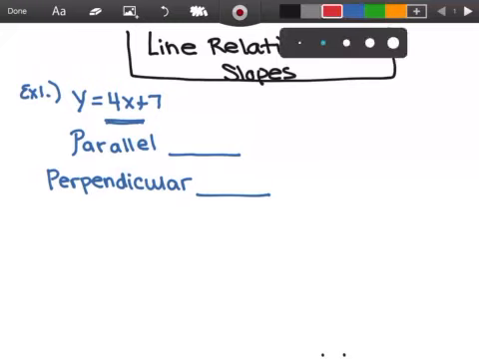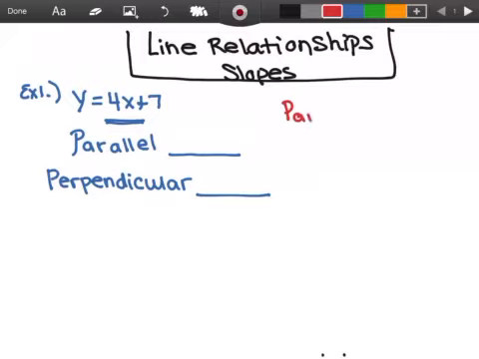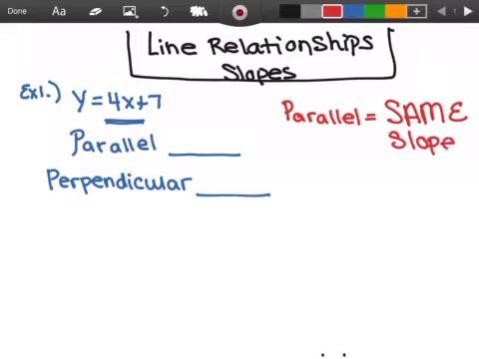Two things you need to know. Parallel means same, and I write that very big, slope. So it means the line and its parallel line have the same exact slope. So think about two mountains. In a video in the past, I talked about slope being the slope of a mountain, how steep something is. So if they are parallel to each other, they have the same slope.